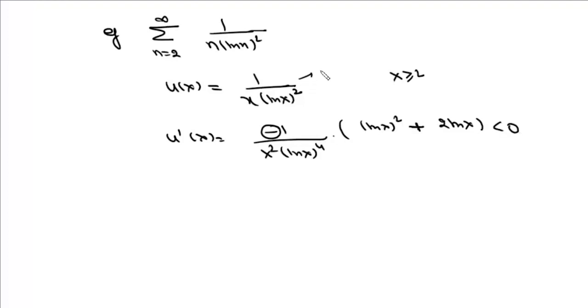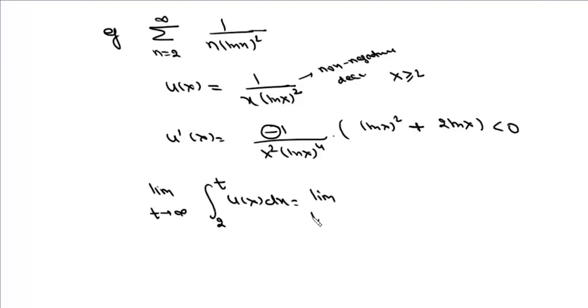So this function is non-negative, decreasing and integrable. So to test for the convergence of this series, we'll use this limit t tends to infinite of the integral from 2 to t of u(x) dx, which is this limit t tends to infinite from 2 to t. Now u(x) is 1 upon x (log x) whole square into dx.